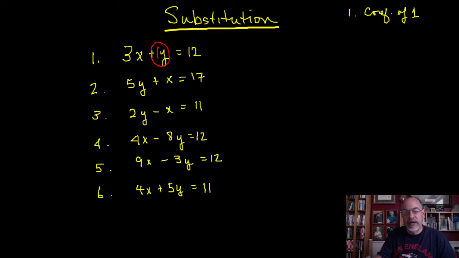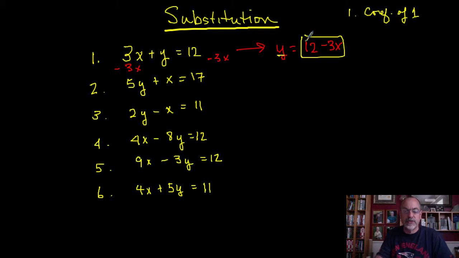So it would be best if I went ahead and solved this equation for the letter y, because in doing so I'm simply going to have to subtract 3x from both sides, and so that's going to give me y equals 12 minus 3x. So now I have the scenario that I want, where the letter y is by itself on one side of the equal sign, and I have an equivalent expression that can be substituted into the other equations. So if I can, I want to look for a coefficient of 1.